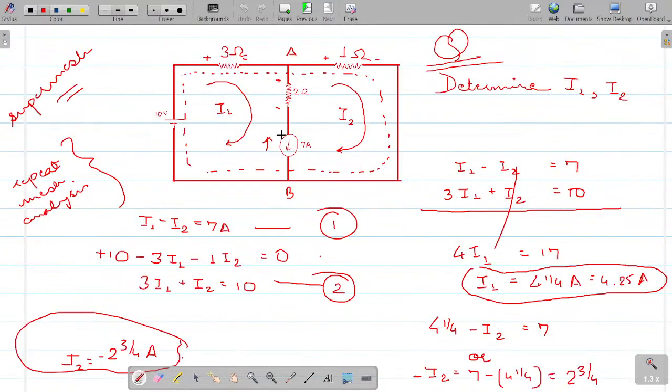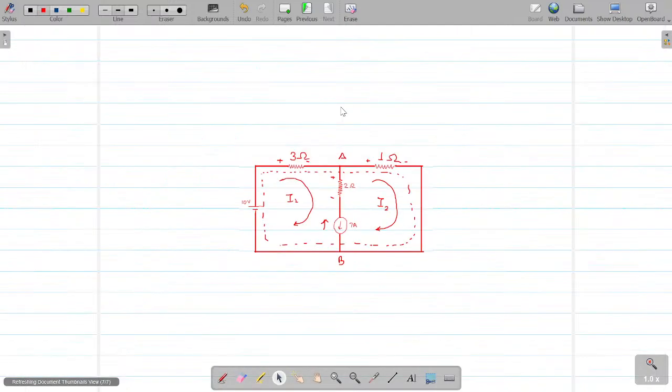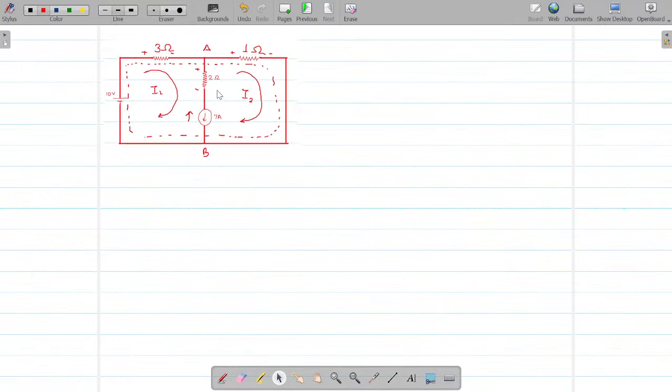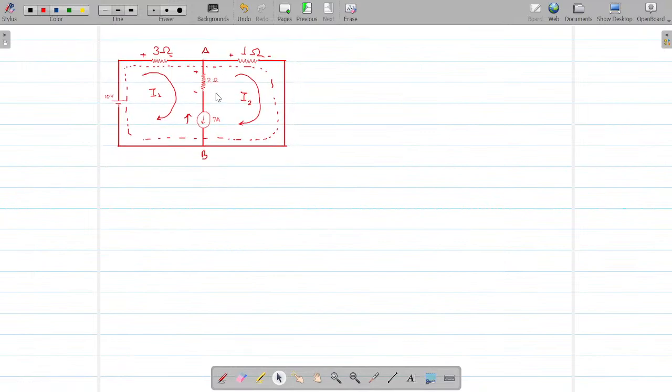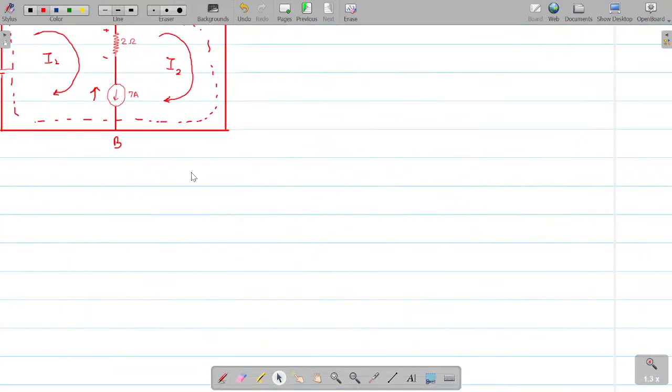Here is the question. Was this the question that we were doing? Right. For now, I'll just repeat this for you. Let's do it by another method. And what is another method? Let us do it with nodal analysis. And then you'll see which method is easier. So, this is the question that you were given. This was the question that you were provided with.